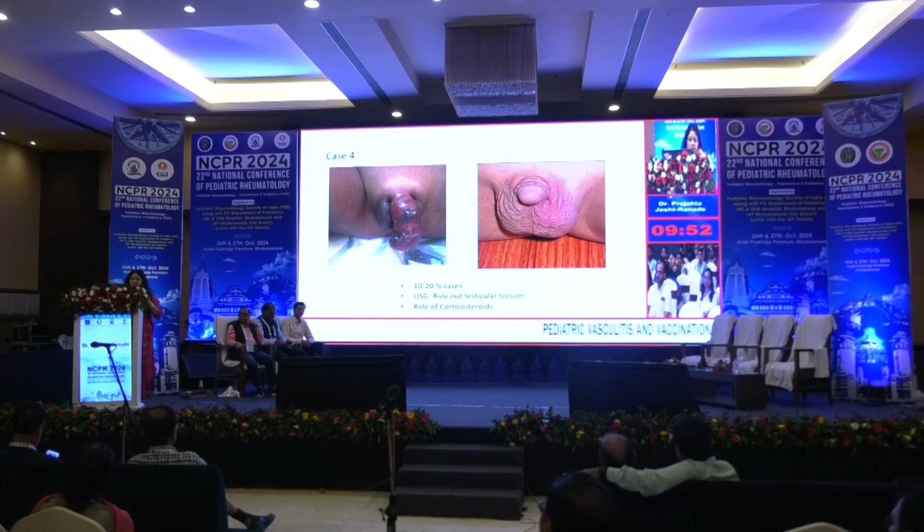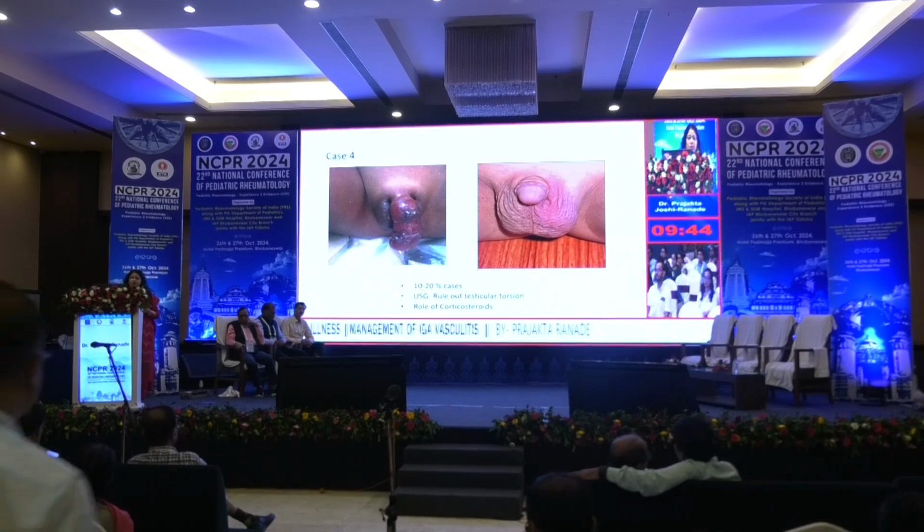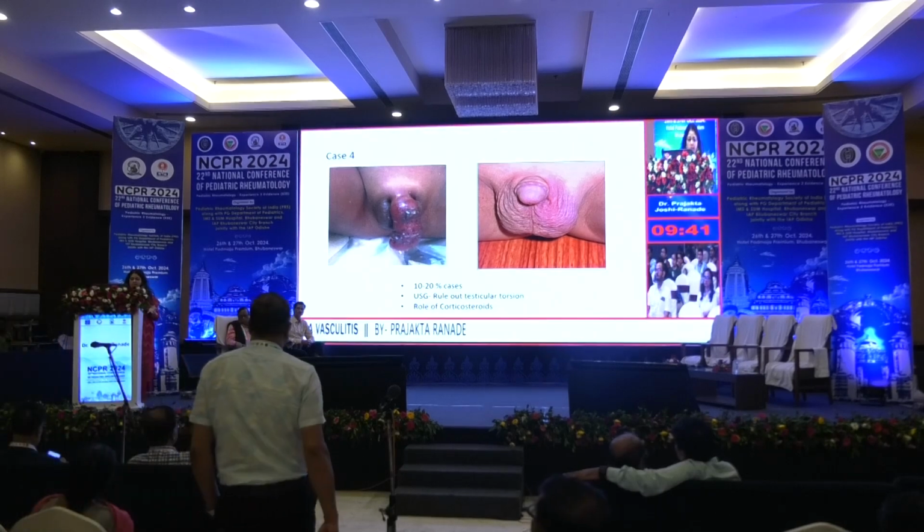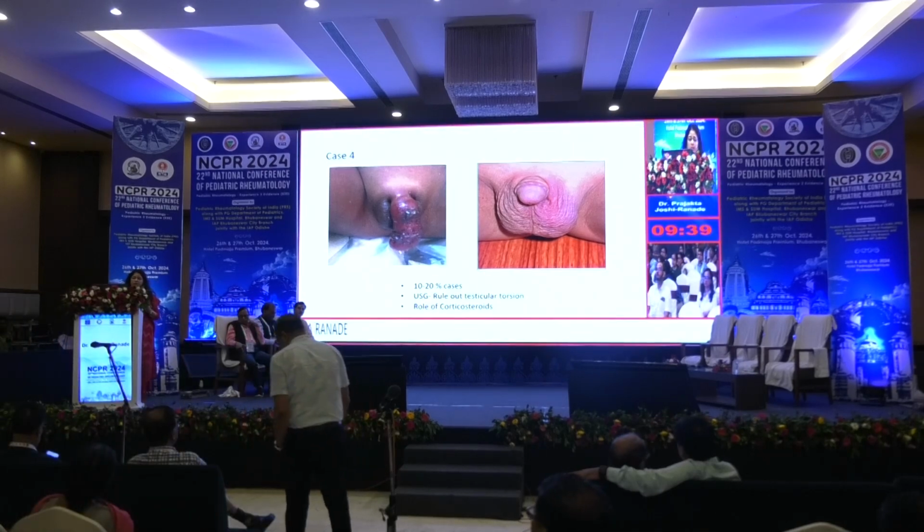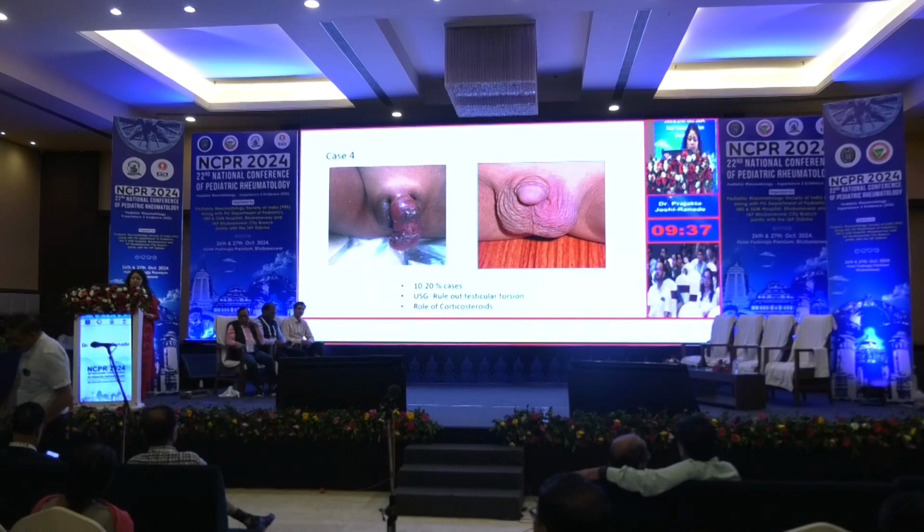And in the second picture we see classic epididymo-orchitis. It is seen in about 10 to 20% of cases with IgA vasculitis. There is a definite role to do a sonography to rule out testicular torsion, because that is a surgical emergency, and the presence of epididymo-orchitis in HSP definitely warrants the use of corticosteroids.